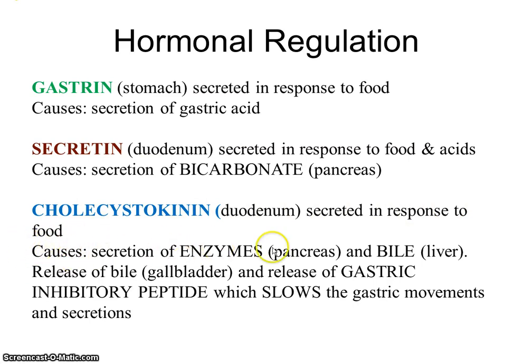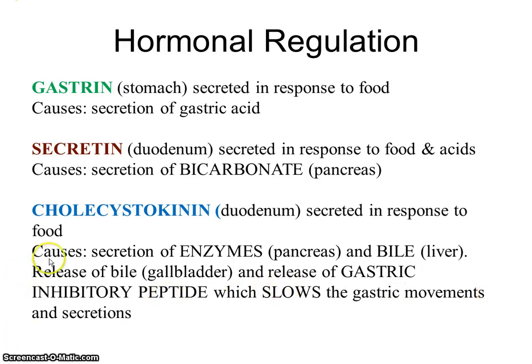Cholecystokinin is secreted in response to food in the small intestine, and in general what it does is cause enzymes to be made. Again, the target is the pancreas, just like secretin, and the pancreas then makes enzymes when cholecystokinin tells it to. Cholecystokinin also tells the liver to produce bile, and it tells the gallbladder to release bile. It will also cause gastric inhibitory peptide to be made, and that slows gastric movements and secretion.